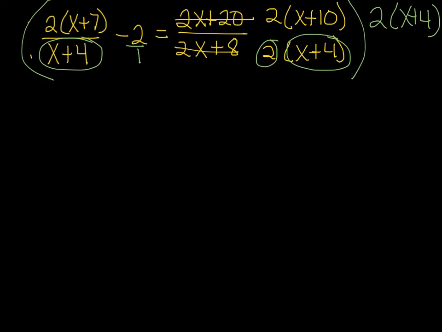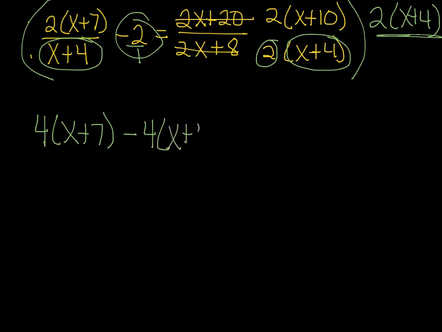So when I do this times the first fraction, the x plus 4's cancel out. And then I'll have the 2 and the x plus 7 and the other 2. That gives me 4 and x plus 7. When I multiply it by the second term, I'm going to have minus 2 times 2 is 4 and x plus 4. Nothing cancels out. And then in this last one, the whole thing cancels out, and so I have equals 2 times x plus 10. So now we just need to distribute here.